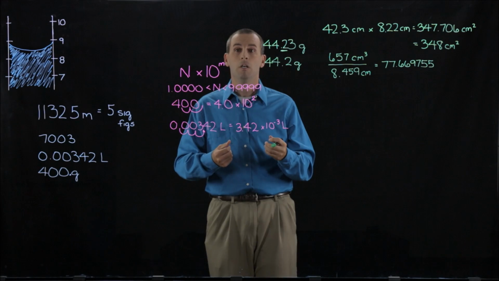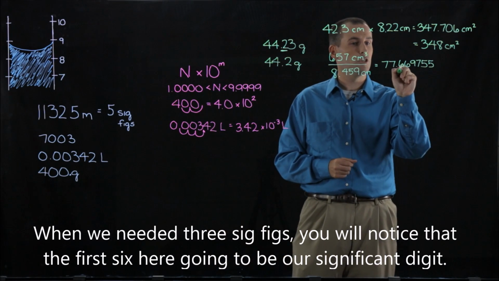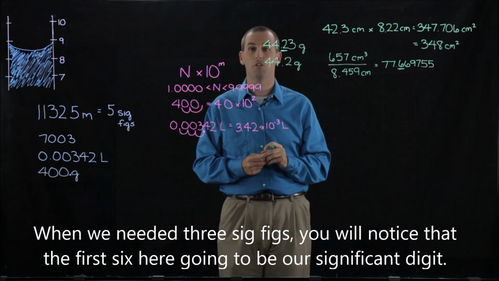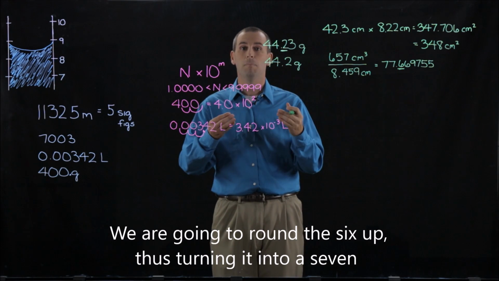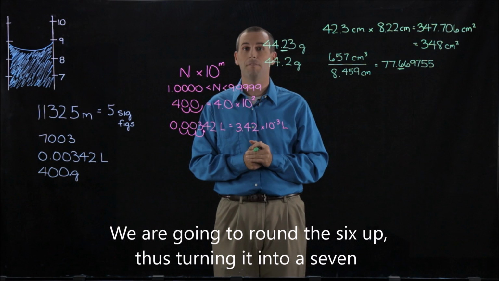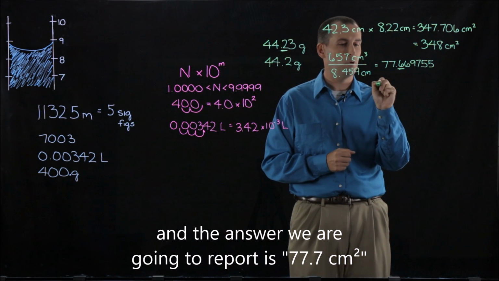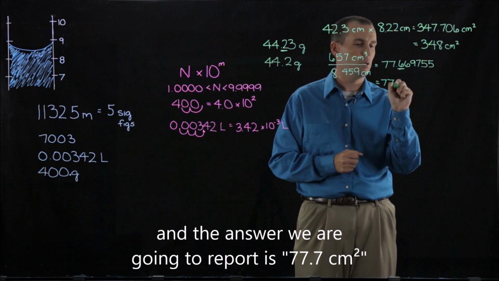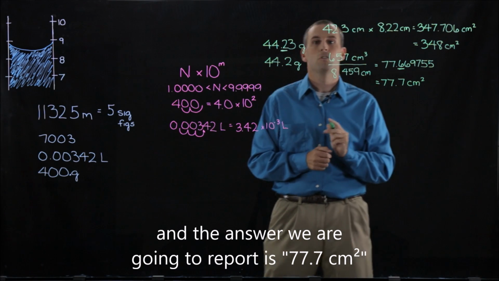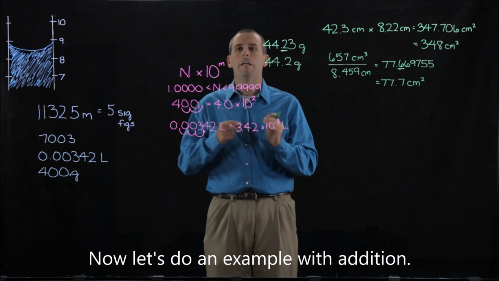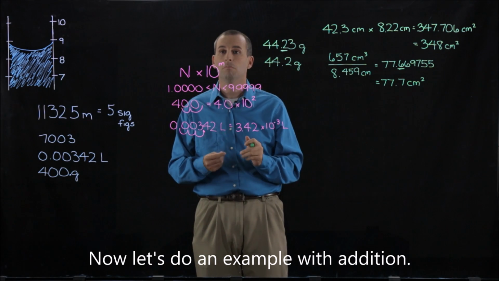If the first insignificant digit is between 5 and 9, we will have to round the last sig fig up. When we needed 3 sig figs, you will notice that the first 6 here is going to be our significant digit. We are going to round the 6 up, thus turning it into a 7, and the answer we're going to report is 77.7 centimeters squared.